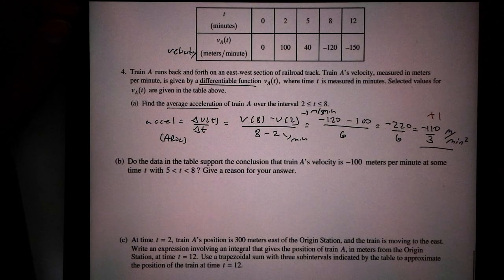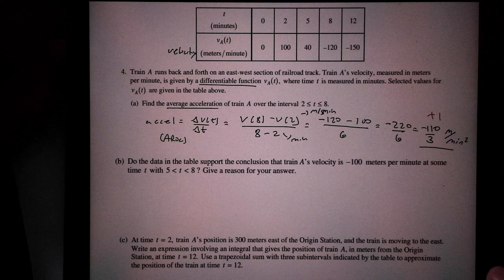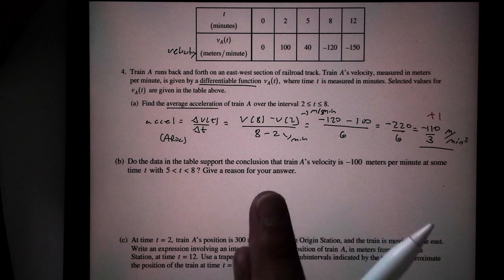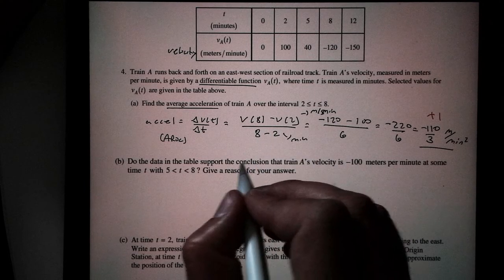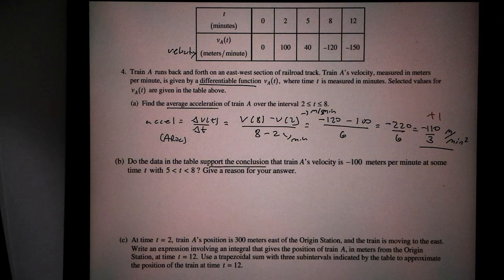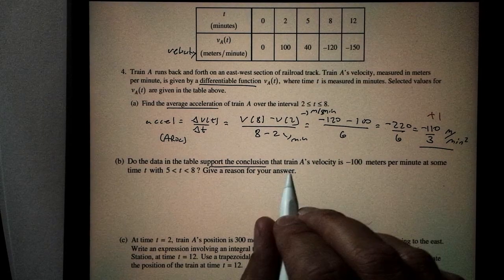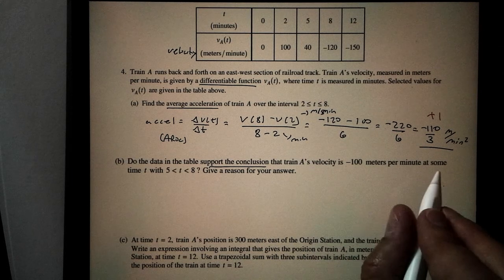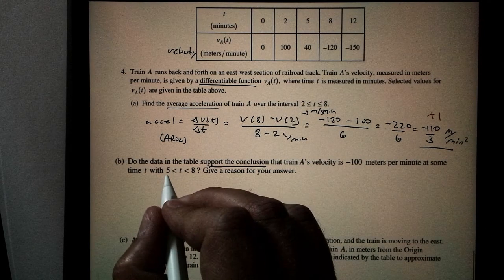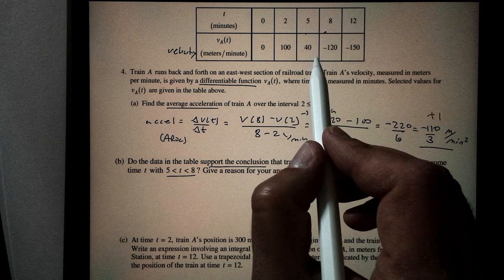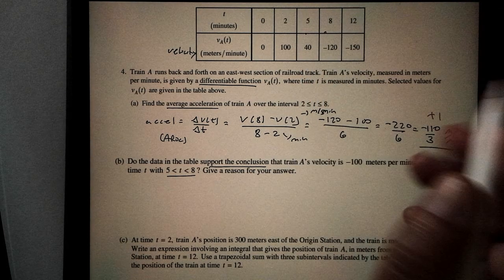All right, question number 2. I love the phrasing here. Do the data in the table support the conclusion? So anytime they say support a conclusion, somebody's making a statement right here. We want to see if it's going to be true or false. Do the data in the table support the conclusion that train A's velocity is negative 100 meters per minute at some point between 5 and 8? And this should be pretty easy, right? Between 5 and 8, should the velocity equal negative 100?